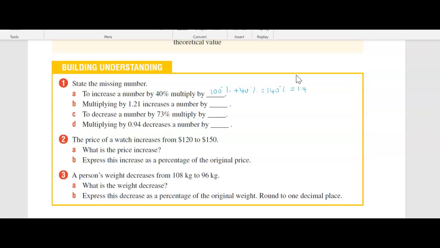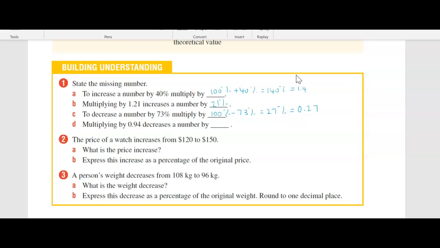Multiplying by 1.21 increases a number by 21%. It increases it by 21% because 100% just stays the same. So it's increasing it by 21%. To decrease a number by 73%, we multiply by 100% minus 73, because remember we're decreasing this time. What is that? It is 27%. And if we were doing that as a decimal, it's 0.27.